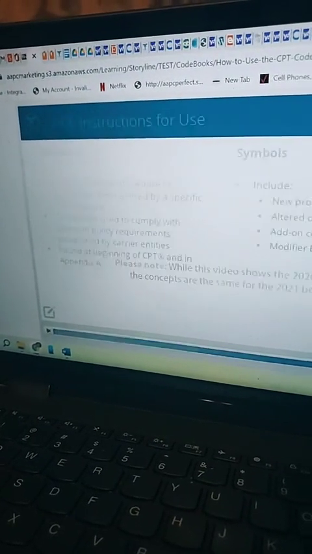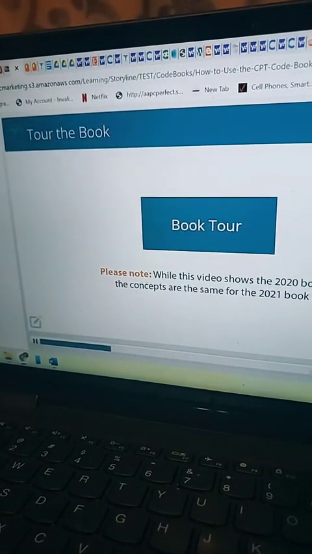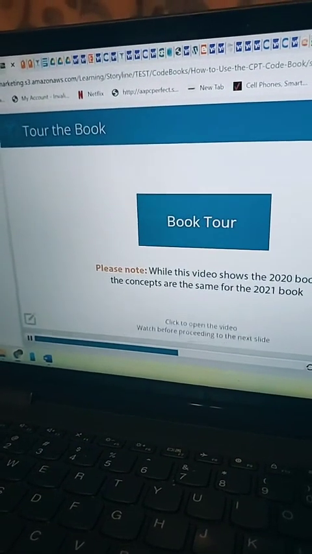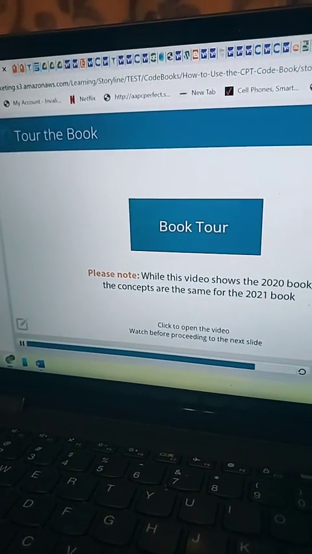it's so unhelpful. We are now ready to take a tour of the CPT codebook. Feel free to follow along in your own codebooks.